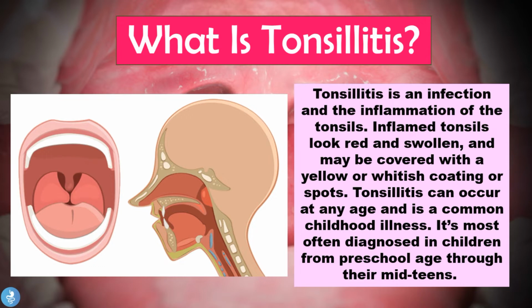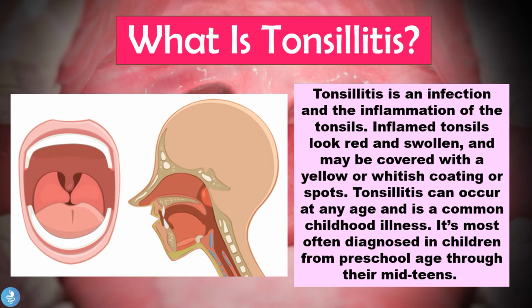Tonsillitis can occur at any age and is a common childhood illness. It's most often diagnosed in children from preschool age through their mid-teens. This is the lateral view of what happens to those tonsils. We see that once they become infected, they begin to inflame quite largely, and we see what the aspect looks like from a normal frontal view.